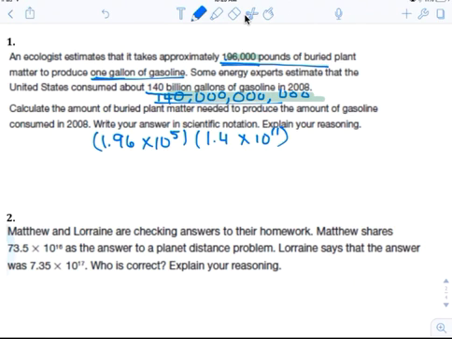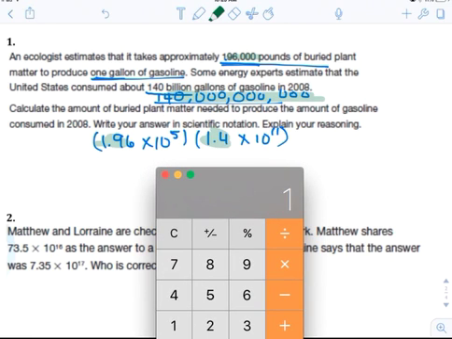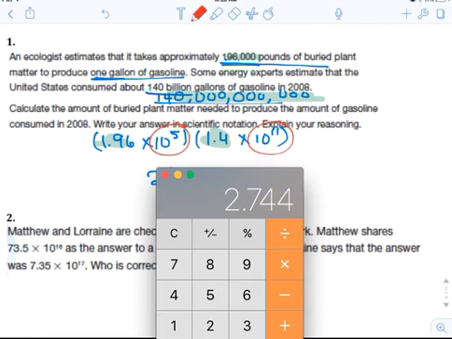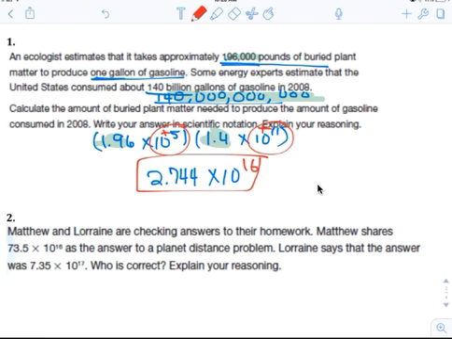All you're going to need to do here is multiply this times this. Okay, so use your calculator. 1.69 times 1.4, and your answer is 2.744 times 10 to the, these are the same base, so all you're doing is adding the exponents, 5 plus 11, which is 16, and that's your answer. Now if you multiply these two numbers together on a calculator, it will come up as this answer because the number's too big to fit in a calculator.